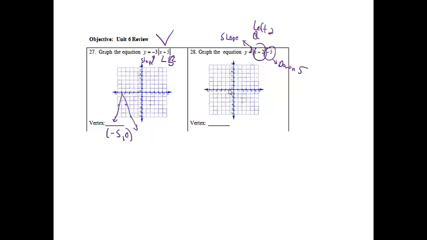So we are going to go to the left 2, and then down 5 and put a point. And then from there, the slope is 1, so we're going to go up 1 over 1, up 1 over 1. And then let's start back down at the vertex and do the same thing, up 1 over 1. And there we go. All right, and then our vertex, we started out going left 2 and down 5, so my vertex will be -2, -5.